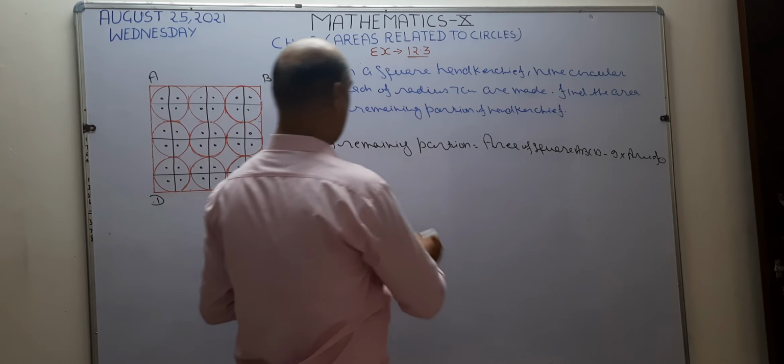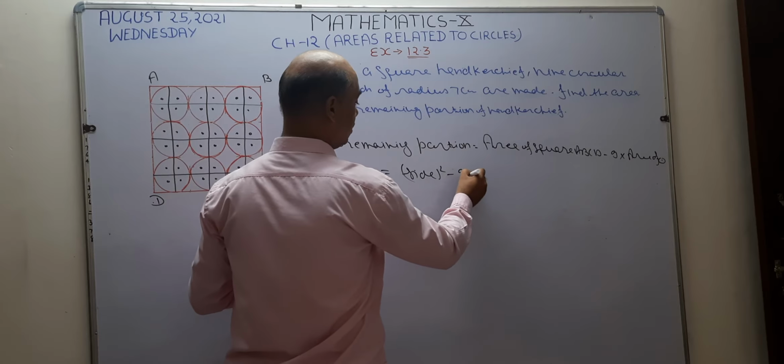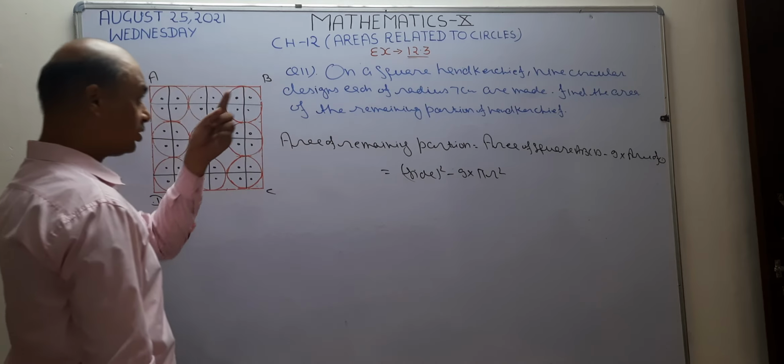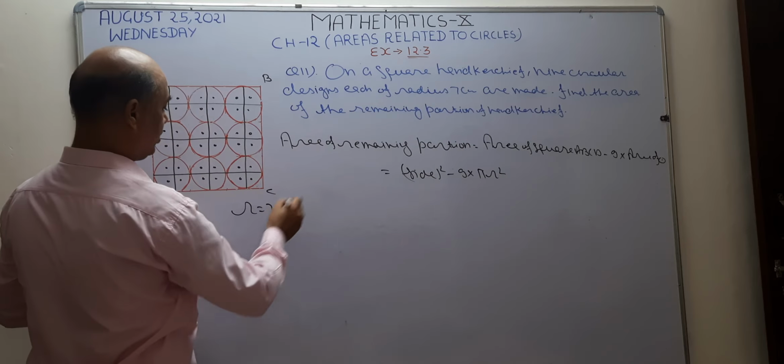You know how you find the area of a square? The formula is side squared, minus 9. How do you find the area of a circle? Pi r squared. In this question, the radius of the circle is given. R is given, which is 7 centimeter.